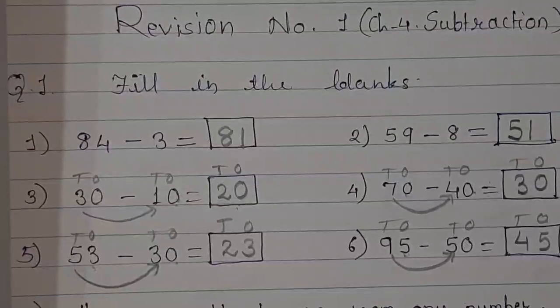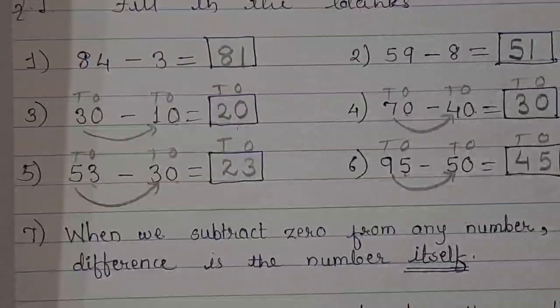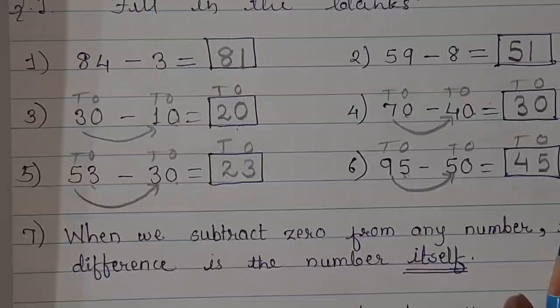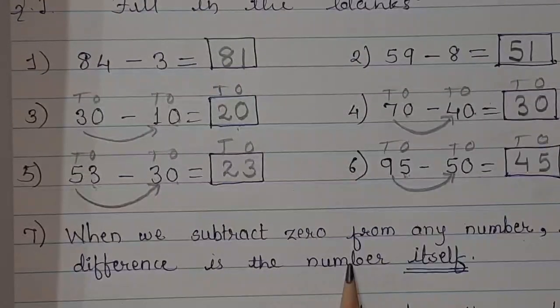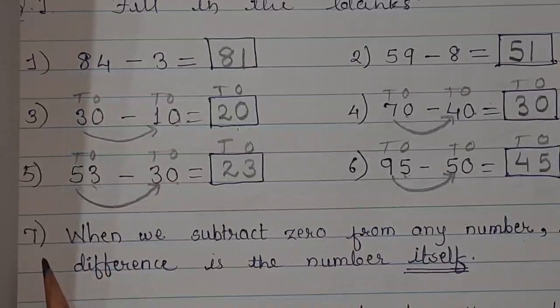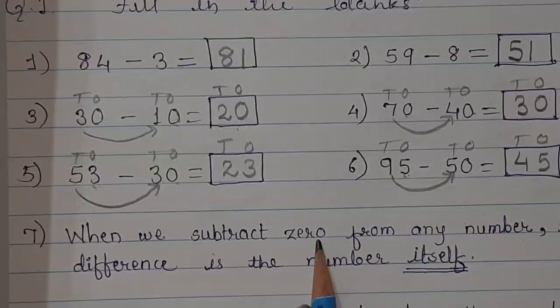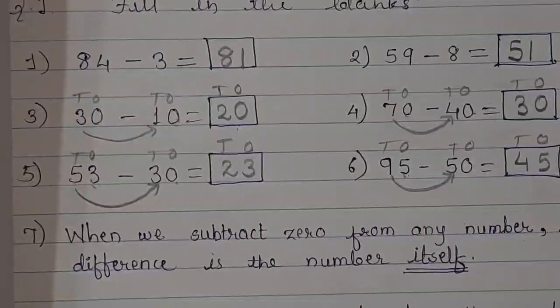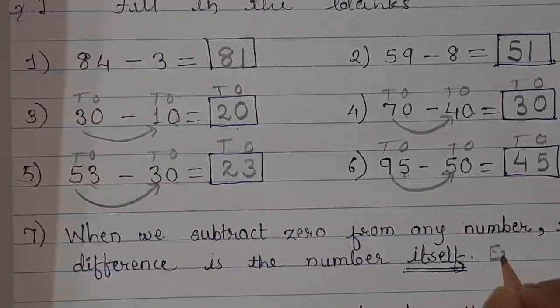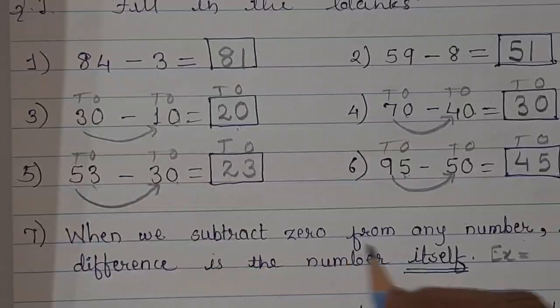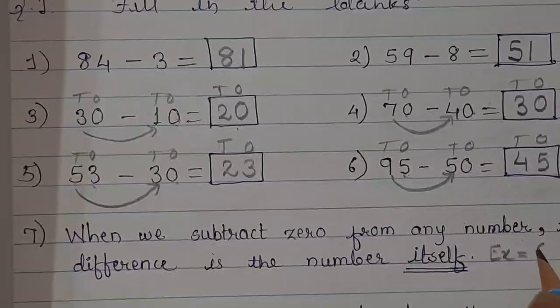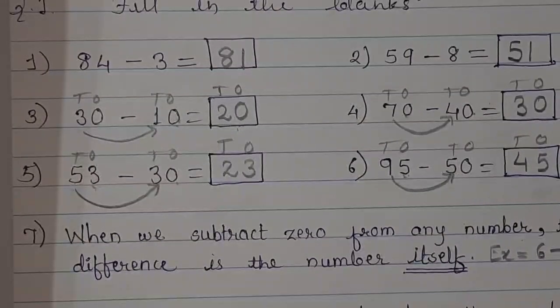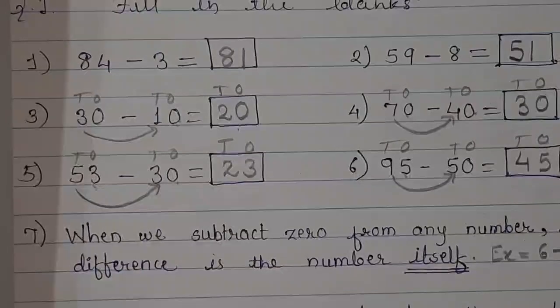Next fill in the blanks. When we subtract 0 from any number, the difference is the number itself. What is this? Fill in the blanks. So for example, we'll see here what 0 from any number. So we'll see here 6 minus 0 will get the number itself 6.